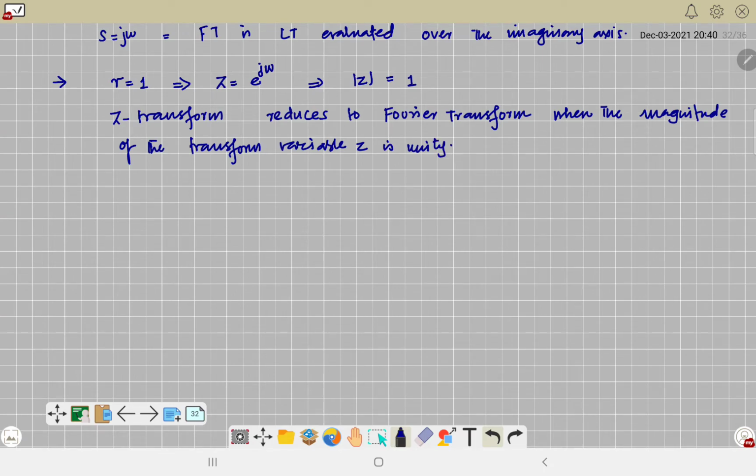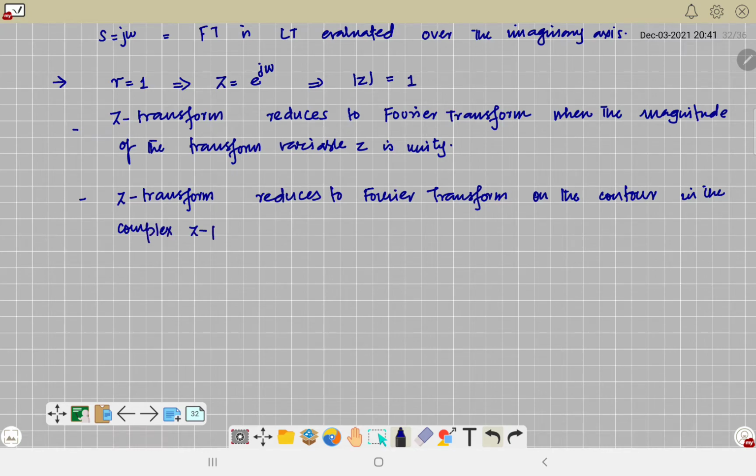Now if we want to express this in terms of region of convergence, just like we did in Laplace transform, we can rephrase it in terms of the region of convergence: the z transform reduces to the Fourier transform, again meaning the discrete time Fourier transform, on the contour in the complex plane corresponding to a circle with radius 1.